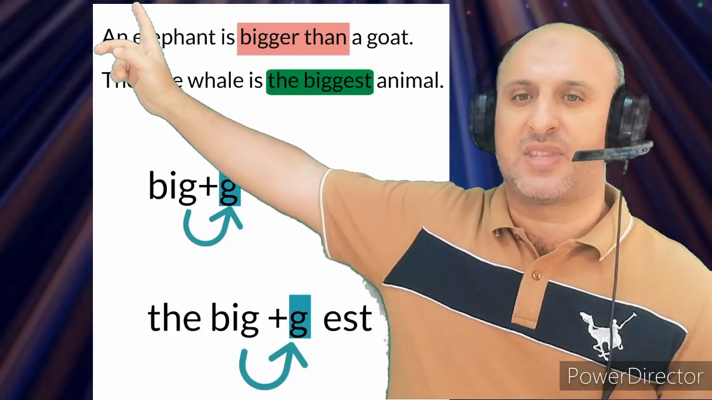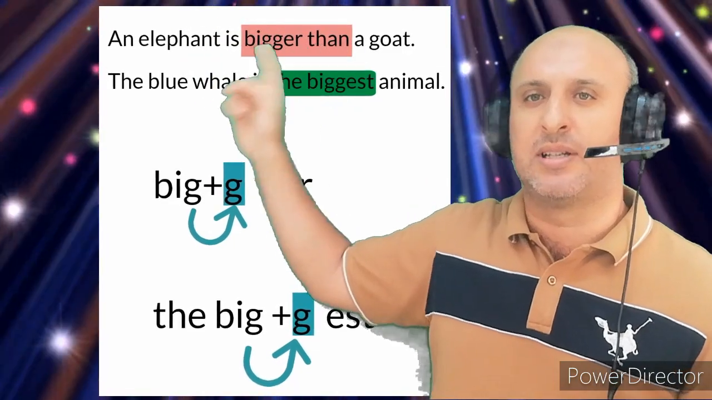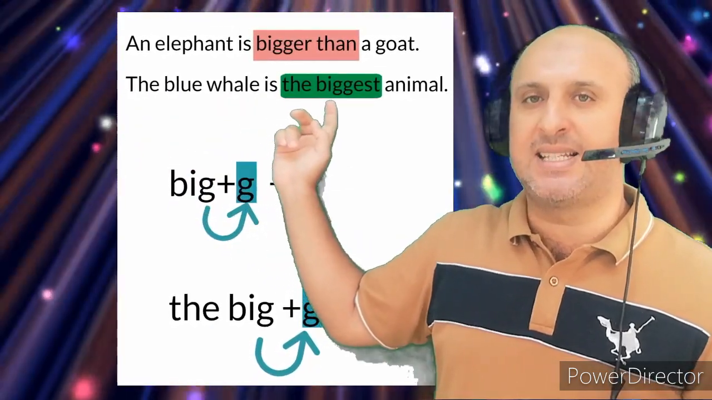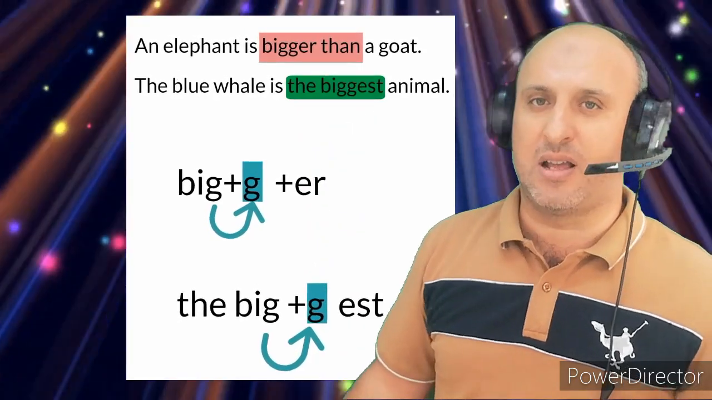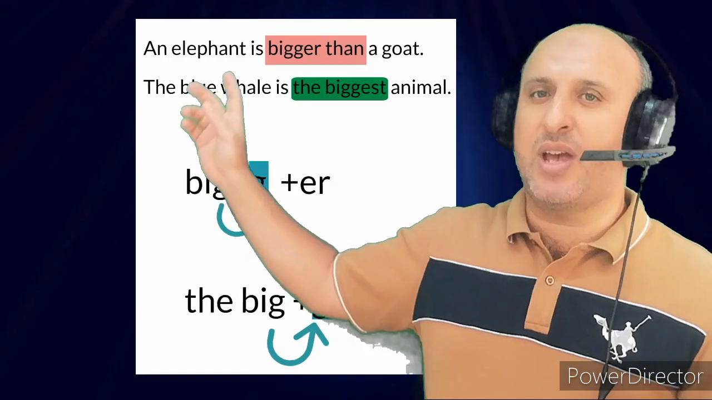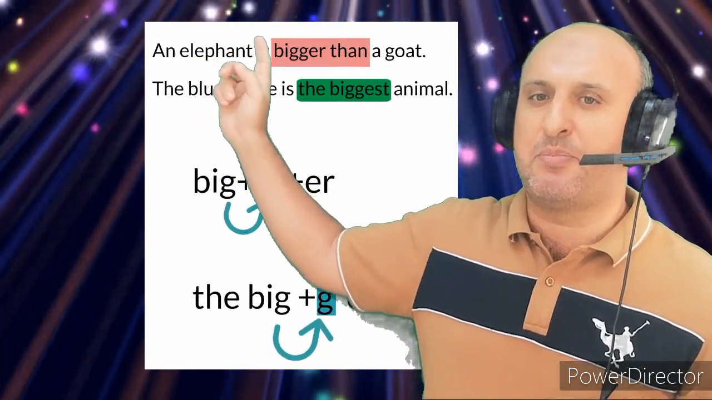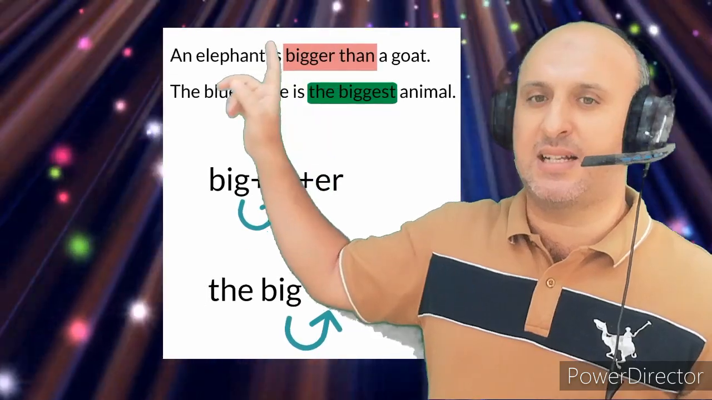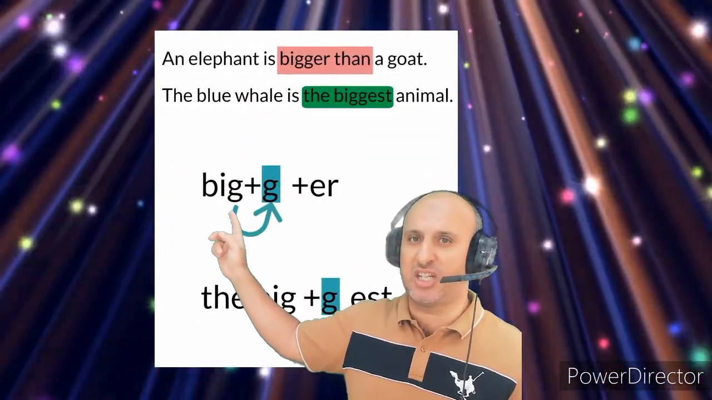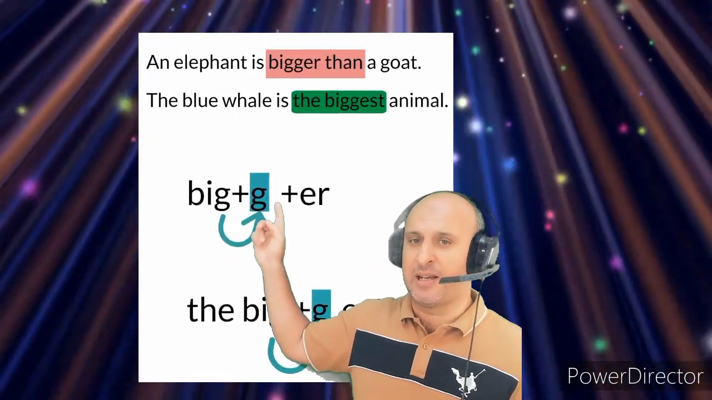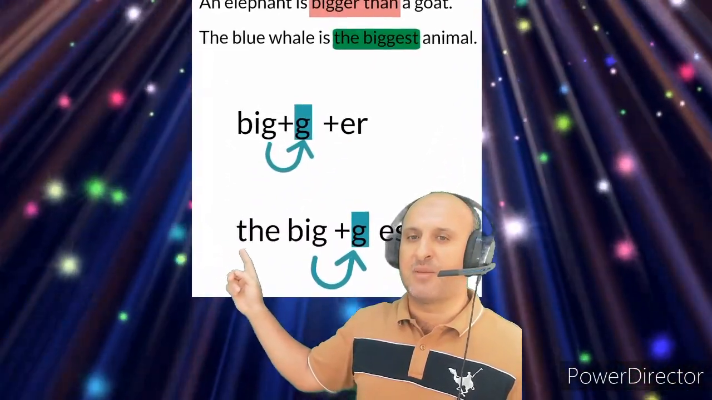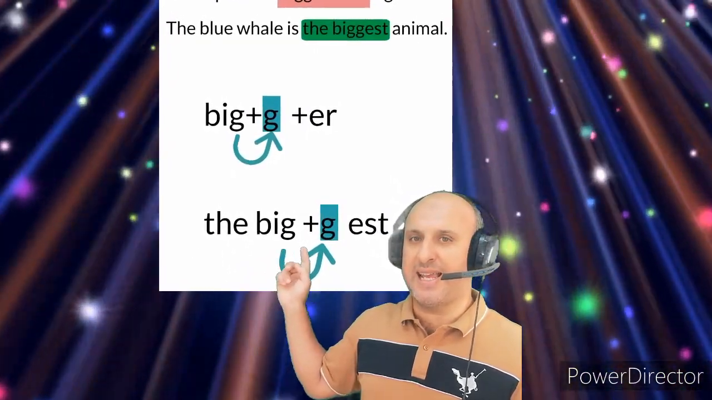The third set of examples, which is an elephant is bigger than a goat. The blue whale is the biggest animal in the world. So here we have the adjective big, bigger than. What we notice here is that the last consonant is doubled. The G becomes doubled. So bigger, big plus G plus ER. Then we have the big, double the G, est.